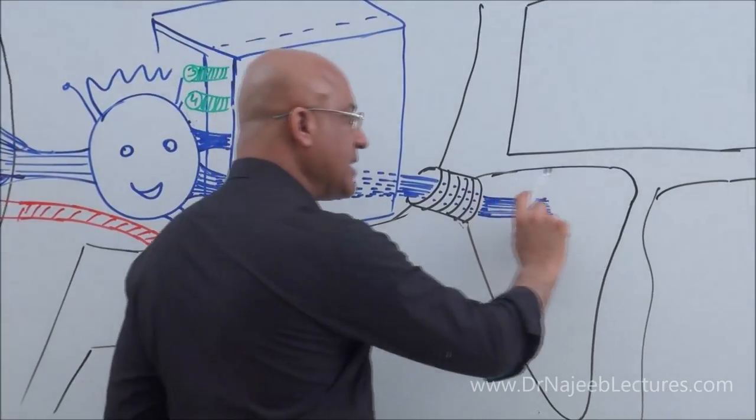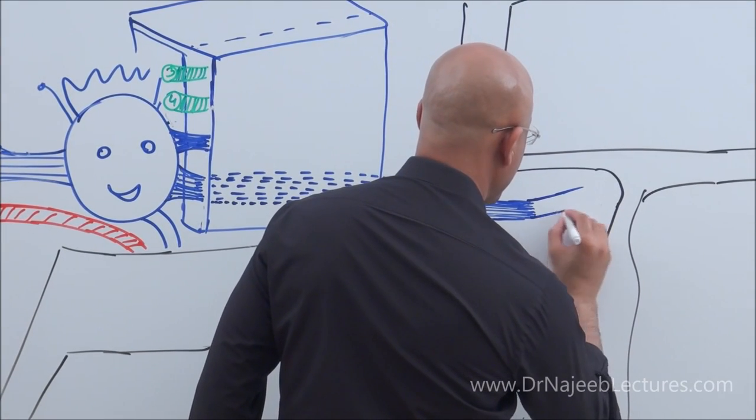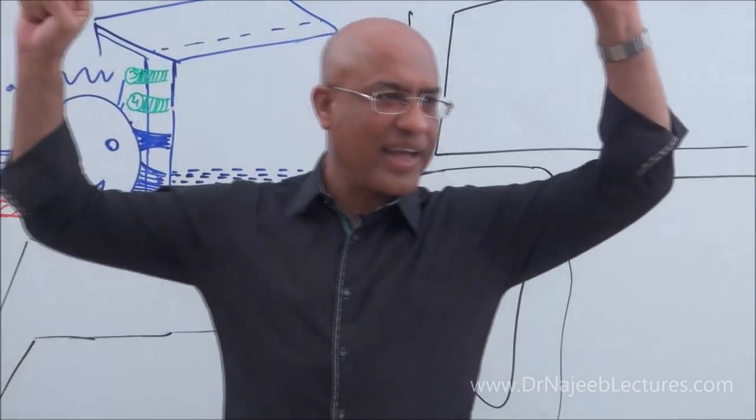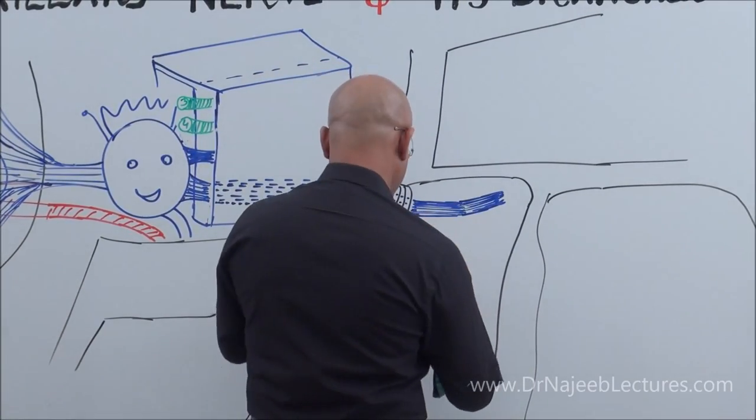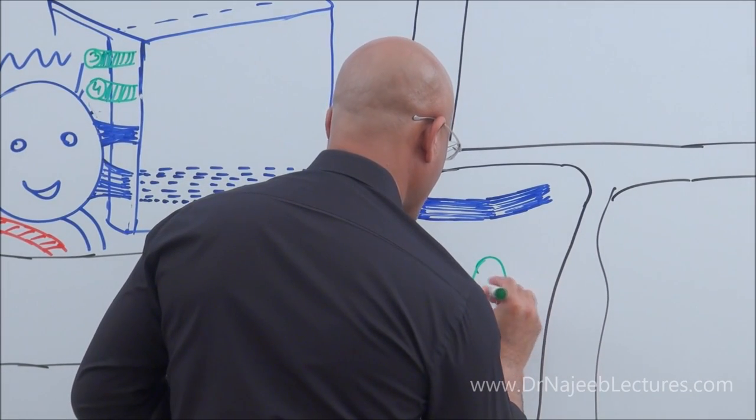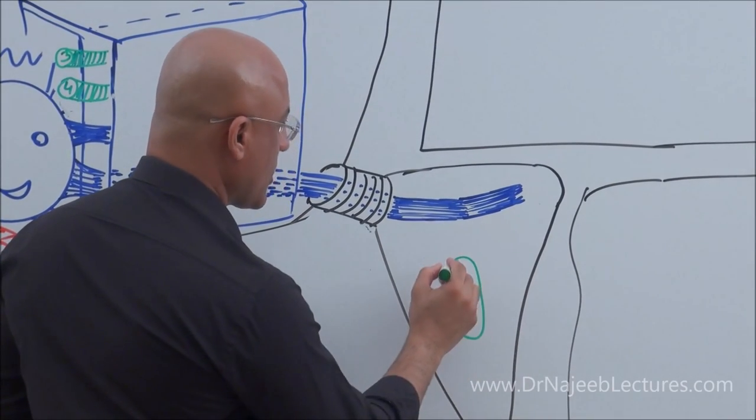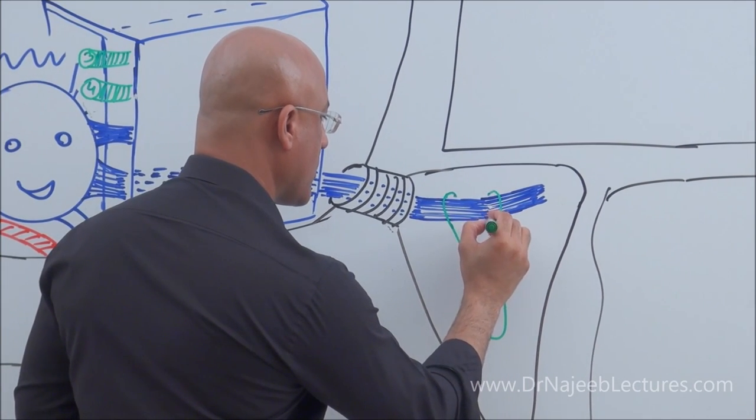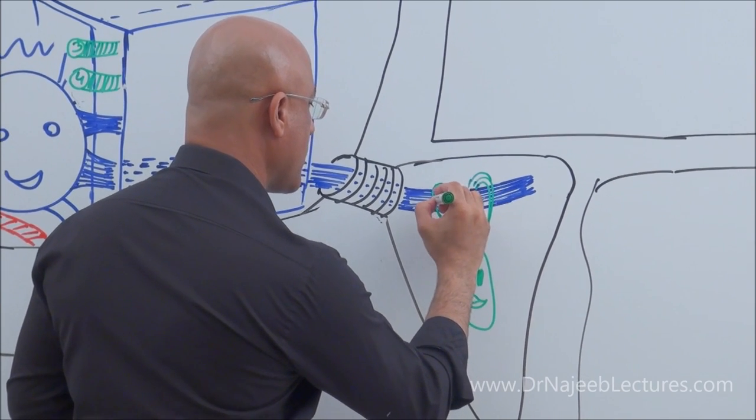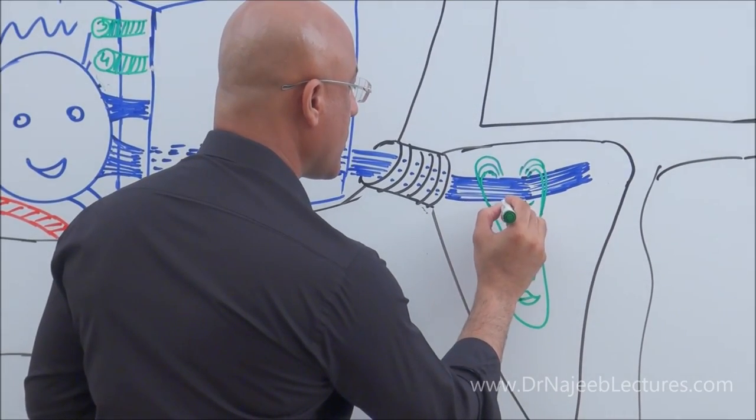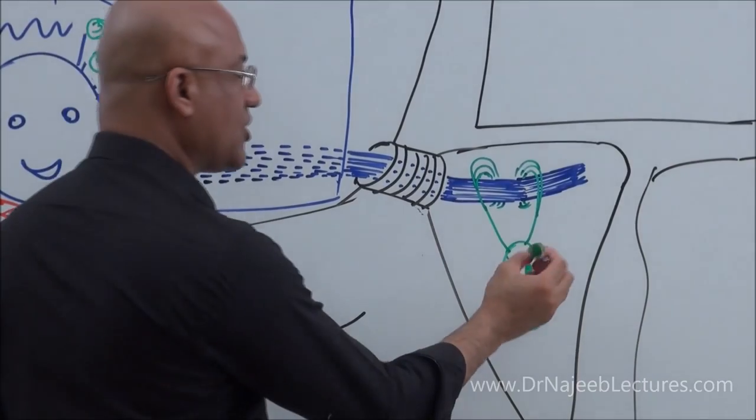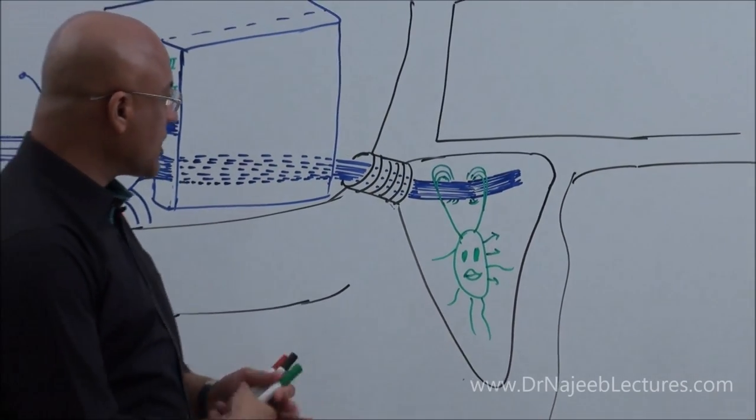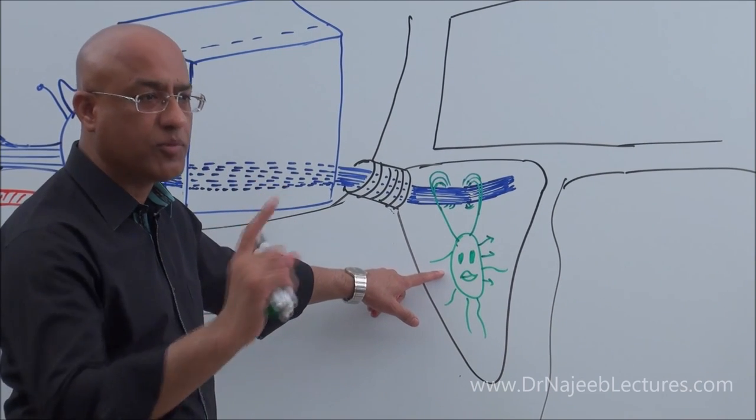Now, as it is passing interiorly through the pterygopalatine fossa, right? There is a monkey hanging under it, with many legs and arms. I will talk about them later. This monkey is basically the pterygopalatine ganglion, and it is a parasympathetic ganglion.